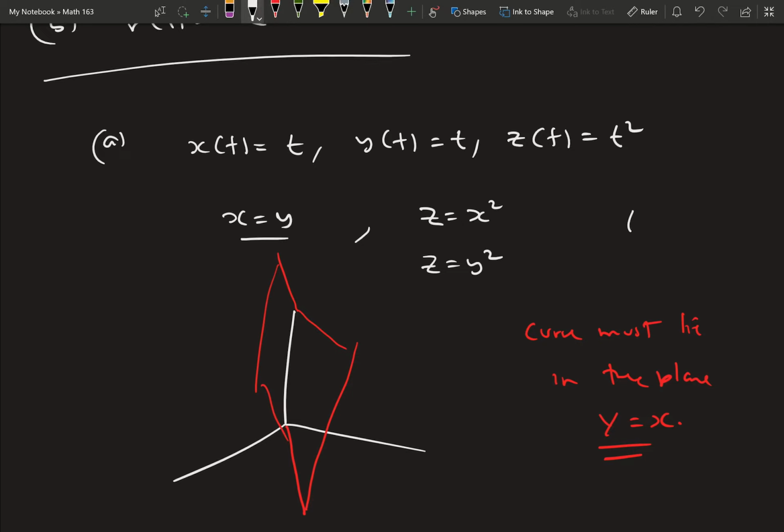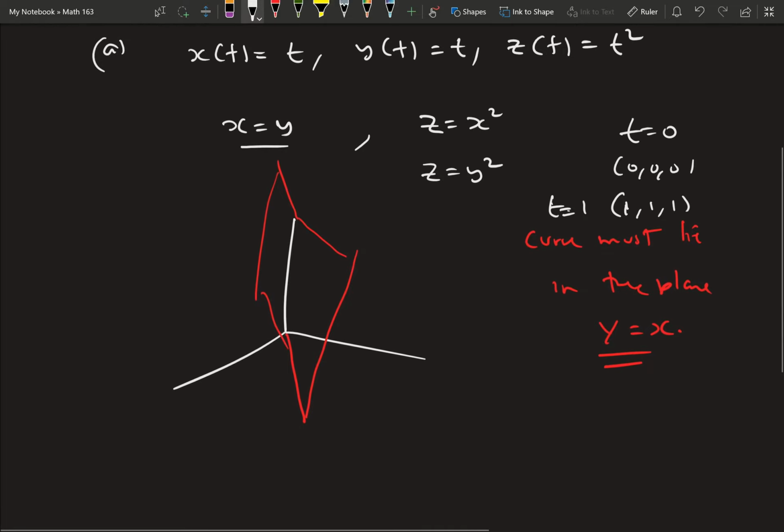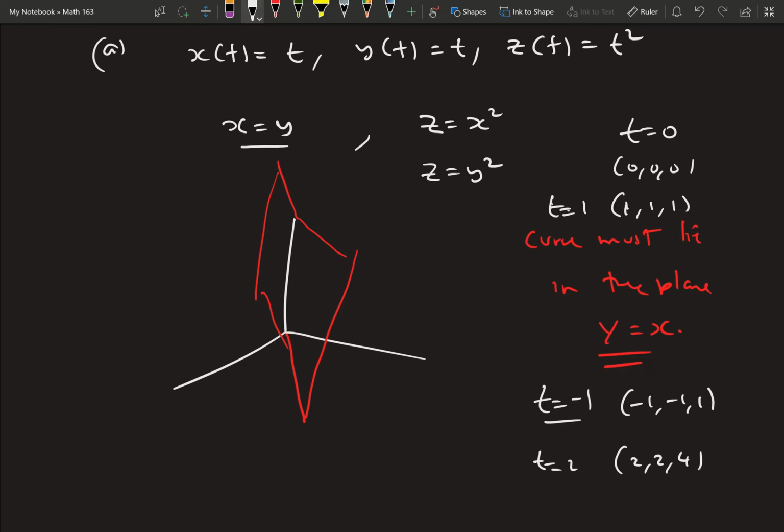So if t is 0, then we have 0, 0, 0. T is 1, then we have 1, 1, 1. If we've got t equals negative 1, we have negative 1, negative 1, 1. T equals 2, we have 2, 2, 4. T equals minus 2, we have minus 2, minus 2, 4, and so on. And so you can see essentially there's this parabolic shape that's happening inside this plane.